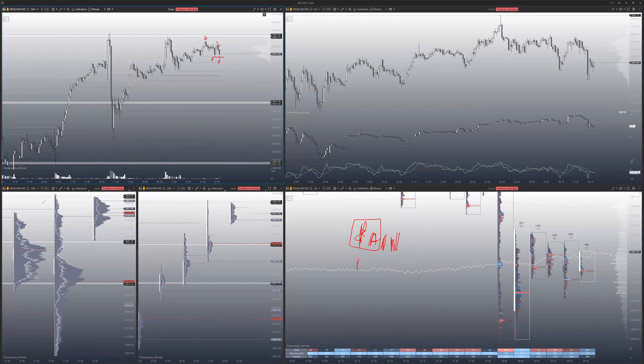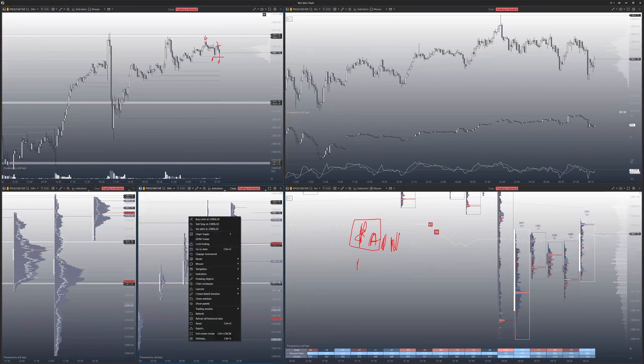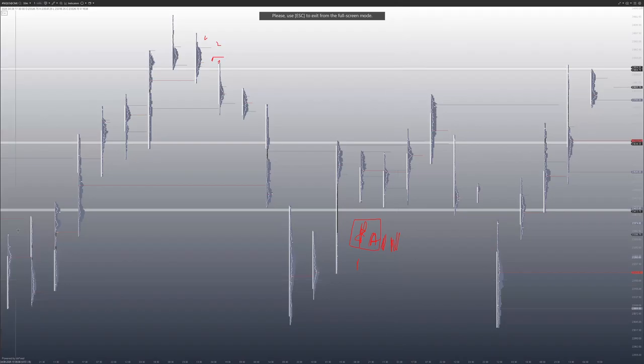So the criteria for the merging: there are two criteria. The first one is here. We can see that if the market, this is day one, and this is day two. If the market all the time trades inside the previous day, you can also merge together.